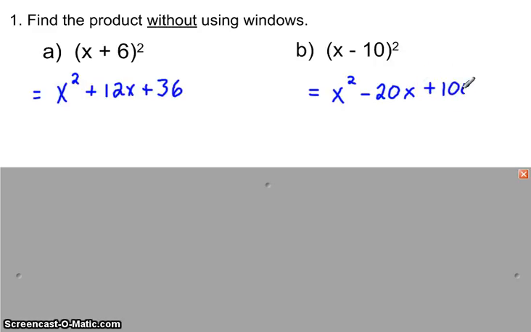And you notice with these perfect square trinomials, no matter if it's minus or plus, the final term is always positive. You could never get a negative with a perfect square trinomial. So that's how easy it is now. Saves you some time. You don't have to do the windows.